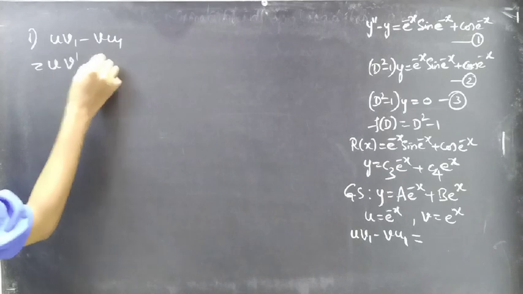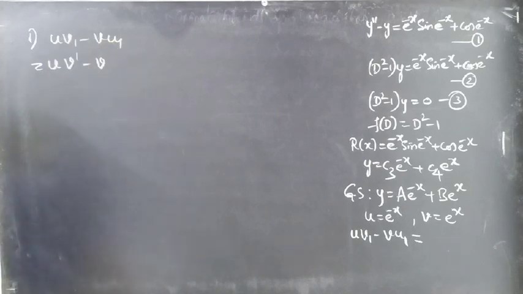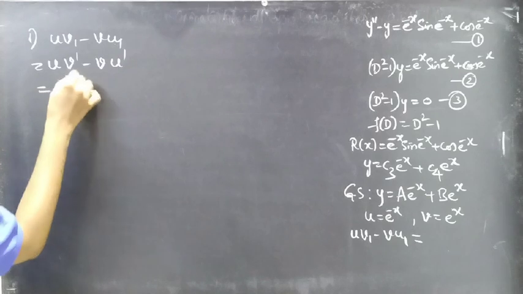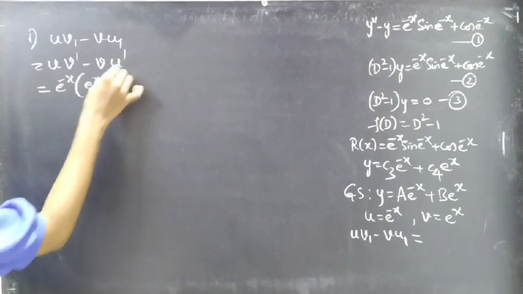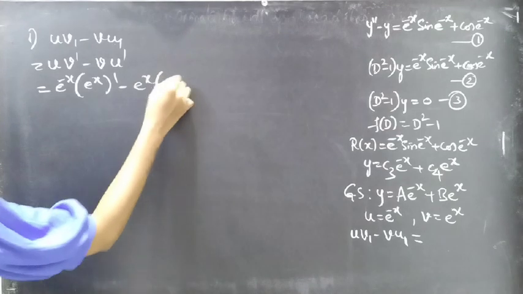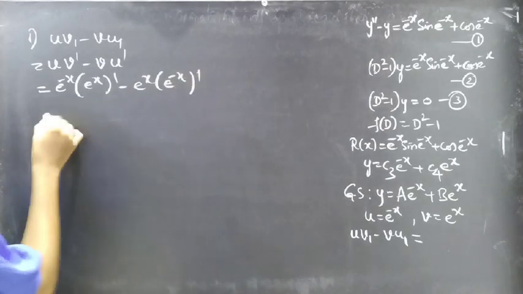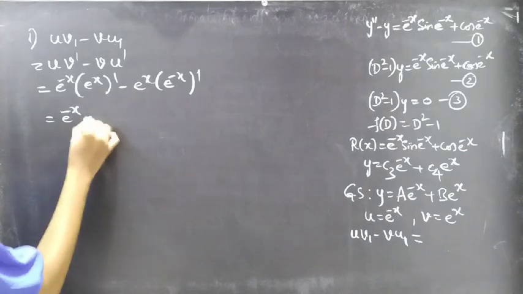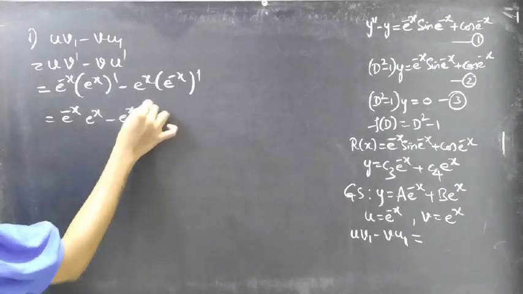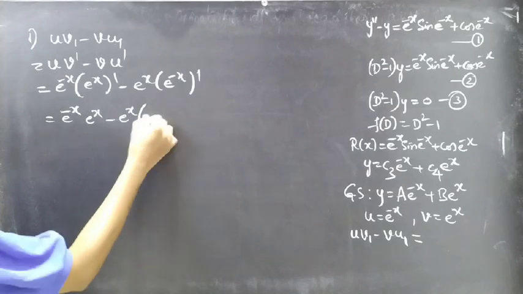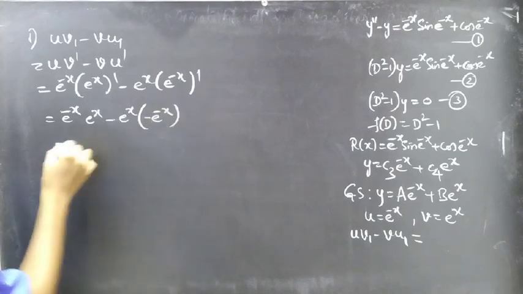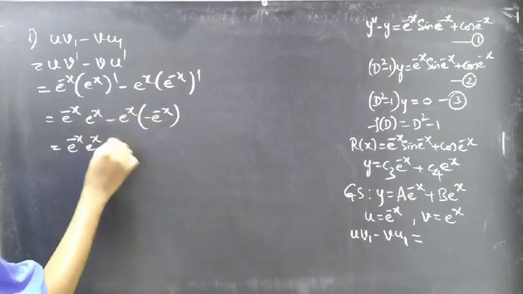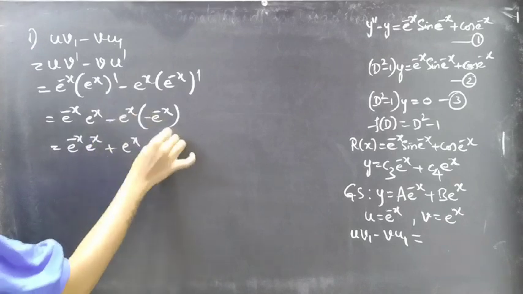u1 is nothing but u dash, v1 is nothing but v dash. This is equal to u e power minus x into v dash minus v into u dash. This gives us e power minus x into derivative of e power x with respect to x, which is e power x, minus e power x into derivative of e power minus x with respect to x, which is minus e power minus x. You can write this as e power minus x into e power x minus into minus plus e power x into e power minus x.